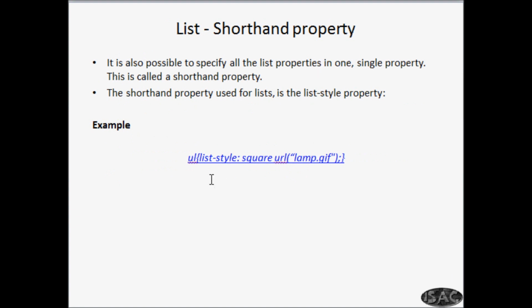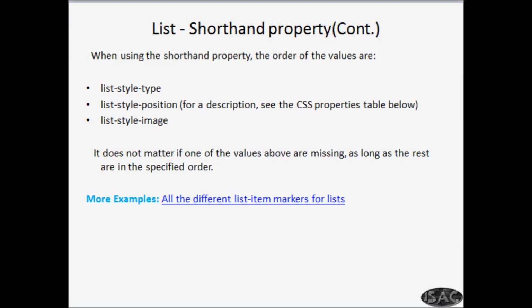Shorthand, as I just now explained: you just say list-style. Don't say list-style-type or list-style-image. If you say list-style, you can say square and URL. In this case, if the image isn't supported, the square will come, right? So it is possible to specify all the list properties in one single property. This is called a shorthand property. The shorthand property used for lists is the list-style property, right? So we understood list-style-type, list-style-image, and list-style. If we want some position, we can say list-style-position, and the image will be at that position.